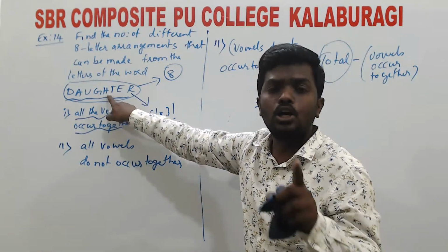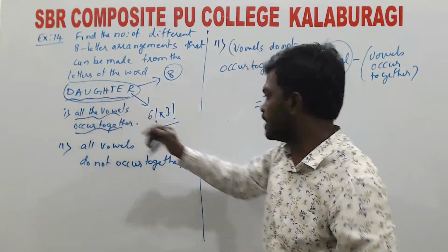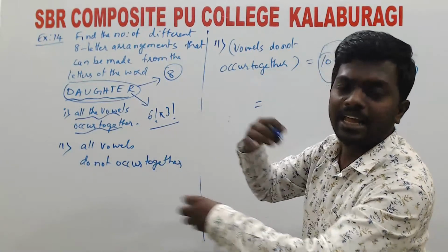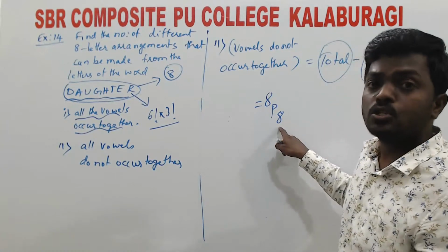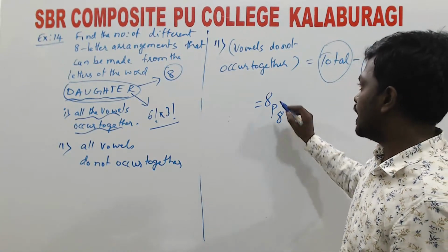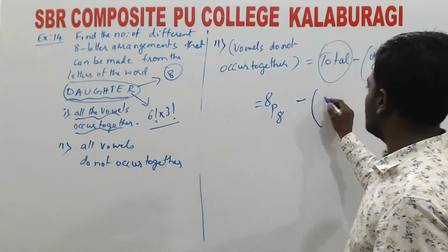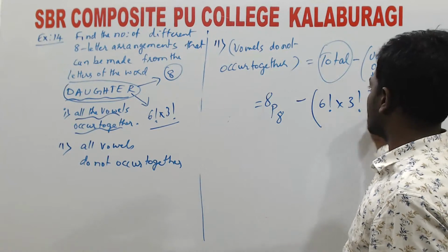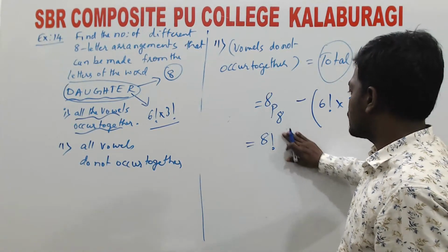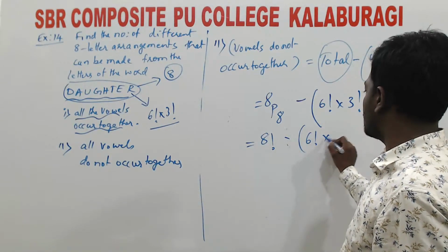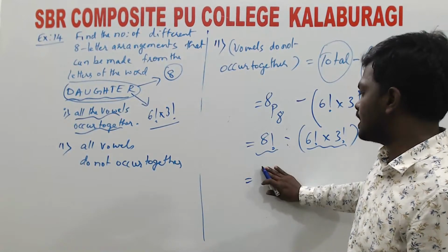8 letters in the word daughter, right? All are distinct. Which formula? The nPr formula, right? They have to be rearranged among themselves, so that it will be an 8 letter word. 8P8 minus vowels occurring together. Just now we solved that as 6 factorial into 3 factorial. So 8P8 is nothing but 8 factorial minus 6 factorial into 3 factorial. Just simplify this, students, and you will get the answer.